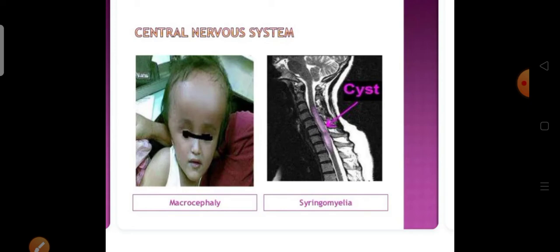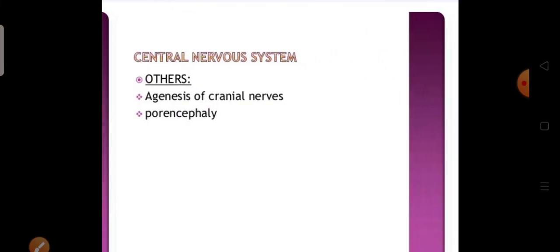Syringomyelia, here cyst formation will be there. Okay, next one is agenesis of cranial nerves and porencephaly. Here, during the delivery process, if the baby is unable to come outside, to save the life of the baby as well as the mother, sometimes the health staff will do the delivery with the help of instruments.